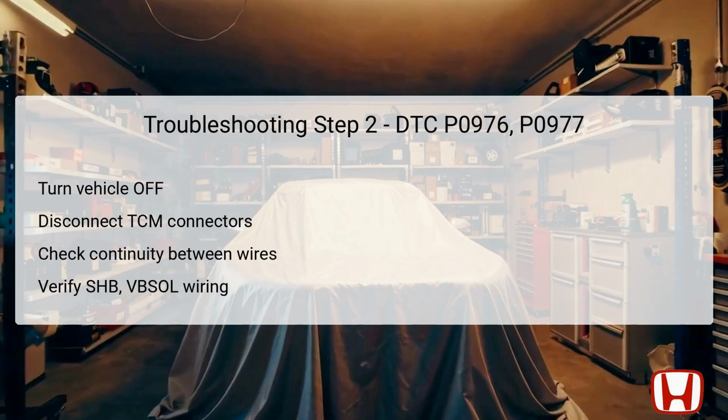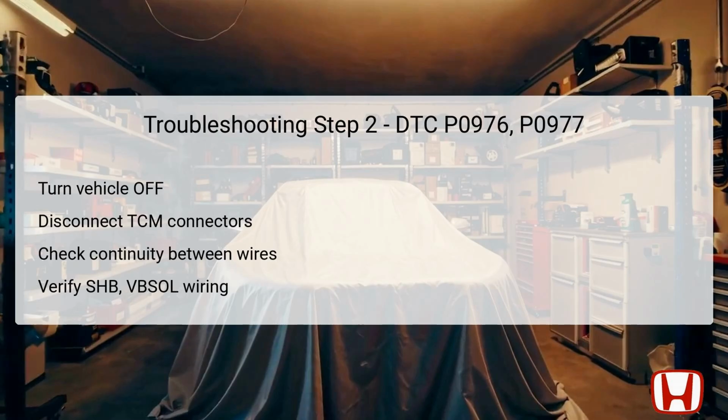Begin by ensuring the vehicle is completely turned off or in the lock mode. Next, carefully disconnect the TCM subharness 26P connector and the TCM 58P connector to isolate the circuits. The aim here is to check for continuity between specific test points on these connectors. You will need to measure continuity between TCM subharness connector number 1 and TCM connector number 3, as well as between TCM subharness connector number 8 and TCM connector number 36 individually.